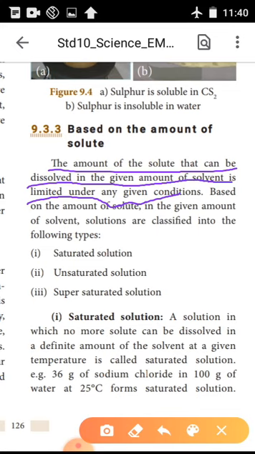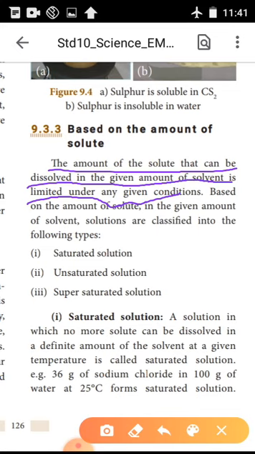The amount of solute is dissolved in a given amount of solvent. For example, if you are taking the amount of solvent as 100 gram of water, 150 gram of water or 300 gram of water, these are examples of a given amount of solvent. You know very well, solvent is in the form of liquid. Amount means the gram, that is the mass or weight of a substance.